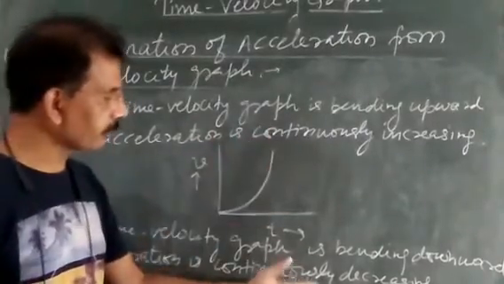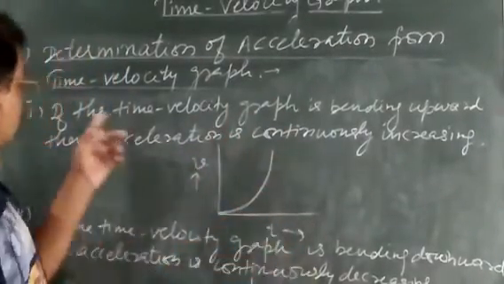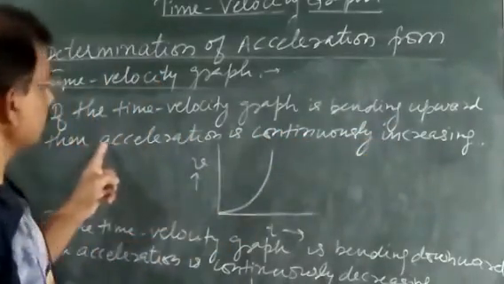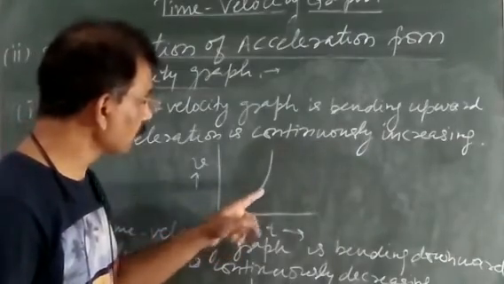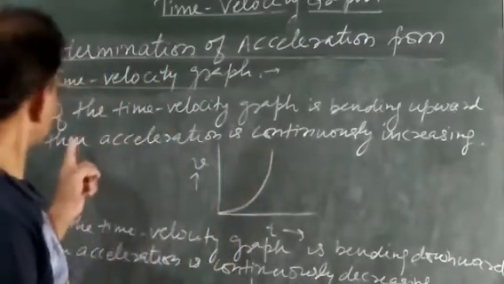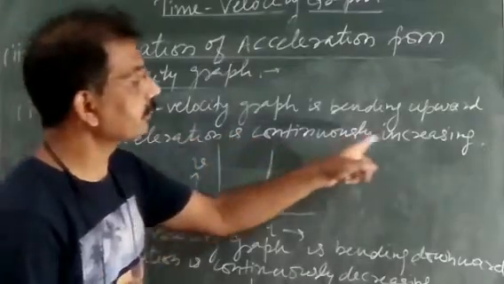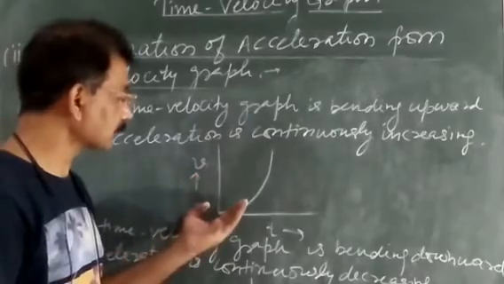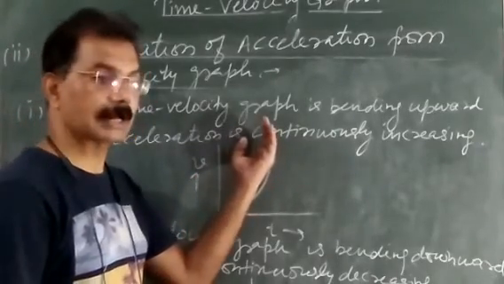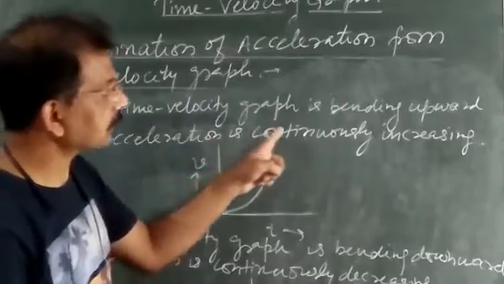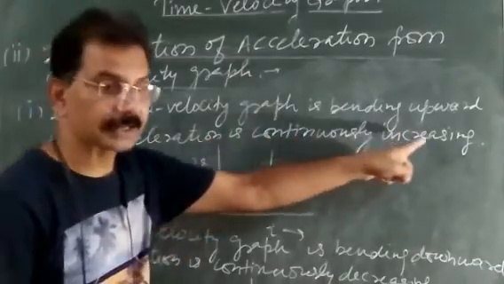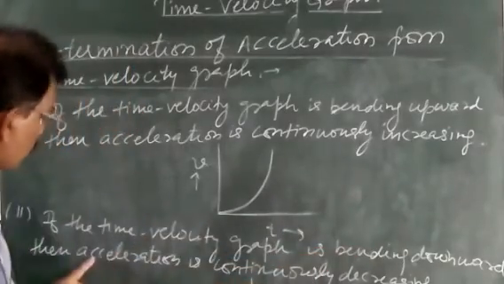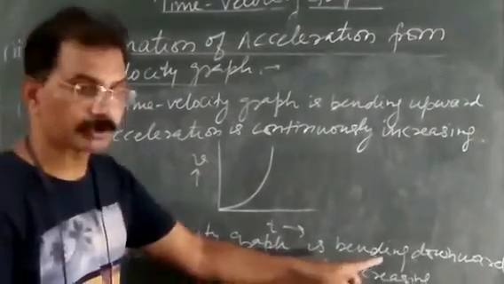Now here 2 point is very important for this continuous curve. First one, if the time velocity graph is bending upward, suppose this one is a continuous curve but bending upward, then the acceleration is continuously increasing. इसका मतलब अगर किसी ऑब्जेक्ट का टाइम वेलोसिटी ग्राफ कॉन्टिन्यूसली कर्व है जो अपवर्ड की तरफ बेंड कर रहा है, तो इसका मतलब उसका एक्सेलरेशन क्या हो रहा है? कॉन्टिन्यूसली इंक्रीजिंग. एंड if the time velocity graph is bending downward, then acceleration is continuously decreasing.